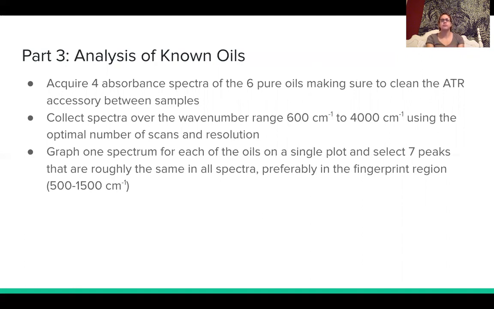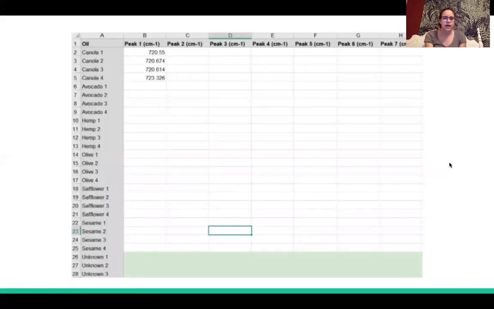You want to do this preferably in the fingerprint region, which is 500 to 1,500 wave numbers, because this is the region that is most unique to each type of compound or each type of oil in this case. So you will want to pick the highest point of each peak. And as you go down, these numbers will all be consistent for peak 1. And this just makes you want to make a spreadsheet because it'll be an organized way to keep all your data together.